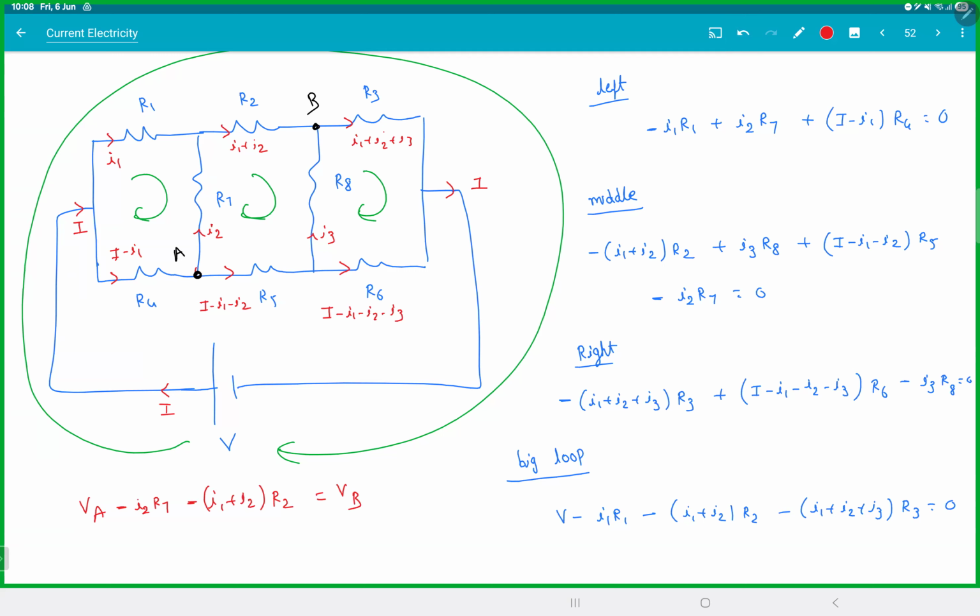Is that making sense? So VA, you had some potential. When you went through this, it decreased by minus I2 R7. When you went through this, you decreased by minus I1 plus I2 R2. Then what is left must be VB. Is that logic making sense? You could have done the same thing this way also. Answer would still be the same. Please check the equations. Any sign convention, anything you're not clear about, please ask. Let's see a question.